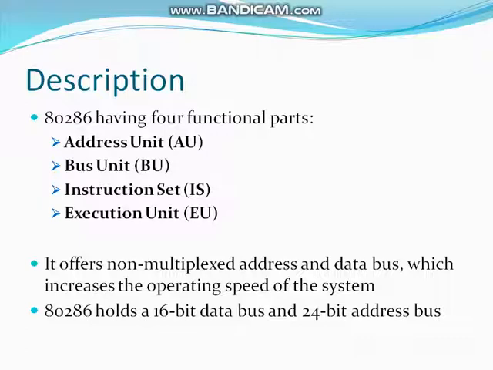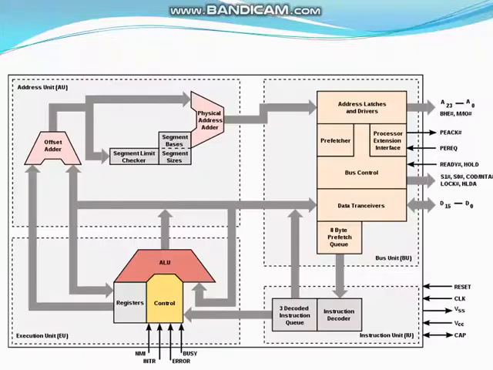This drawback is overcome by designing the non-multiplexed address and data bus in the 80286 microprocessor. That's why it increases the operating speed of the CPU. 80286 has a 16-bit data bus and a 24-bit address bus. We'll look at the description block by block.